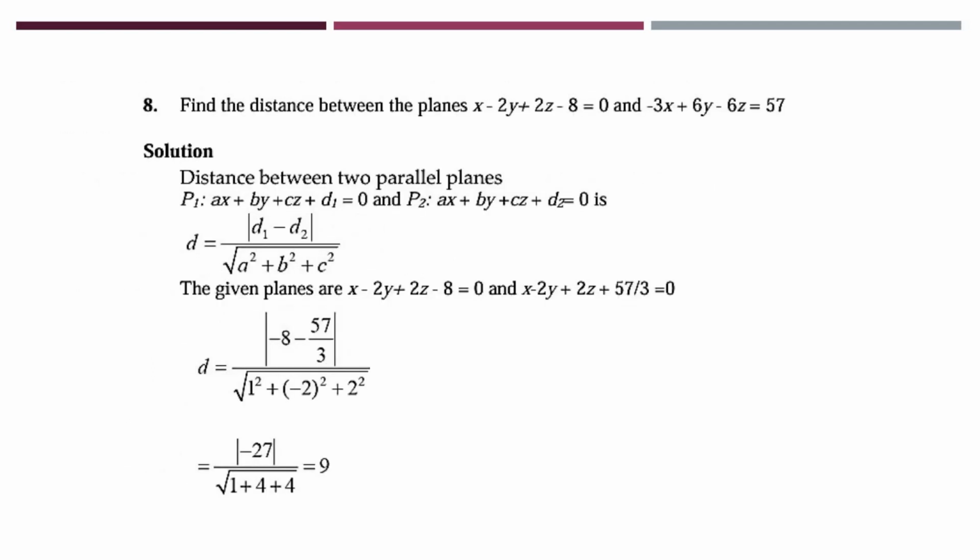Next, we see the distance between two planes. The question is find the distance between the planes x - 2y + 2z - 8 = 0 and -3x + 6y - 5z = 57. The distance between two parallel planes formula is d = modulus of (d1 - d2) divided by root of (a square + b square + c square). Here you have to substitute the values in this formula. Finally, we get the distance is 9.